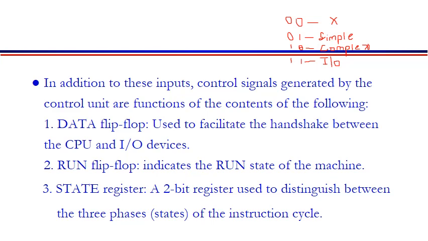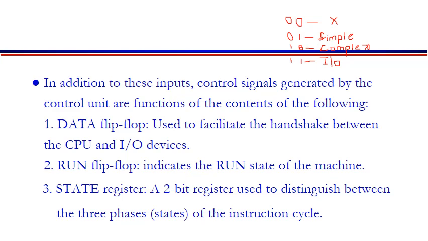So the second phase is the complex data transfer. In this case, there will be complex data transfer. It may be in the form of data transfer and addition of the data, and then the result or the contents are moved to another memory location. So this type of instruction cycle is a complex instruction, and this is the second phase of the instruction cycle.